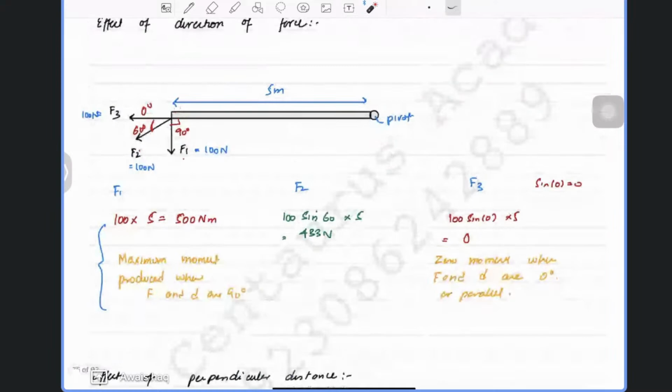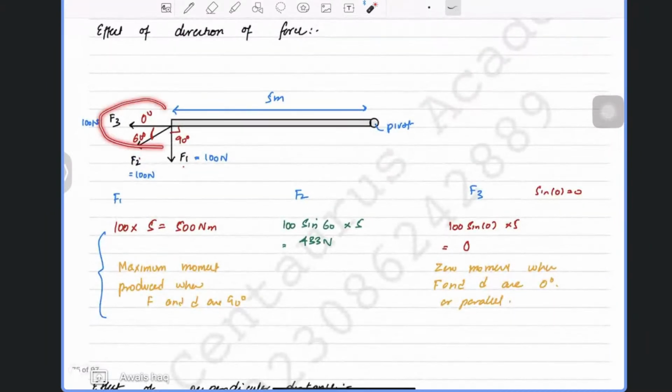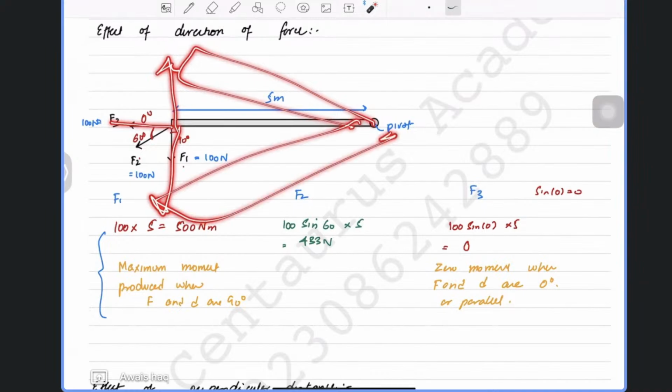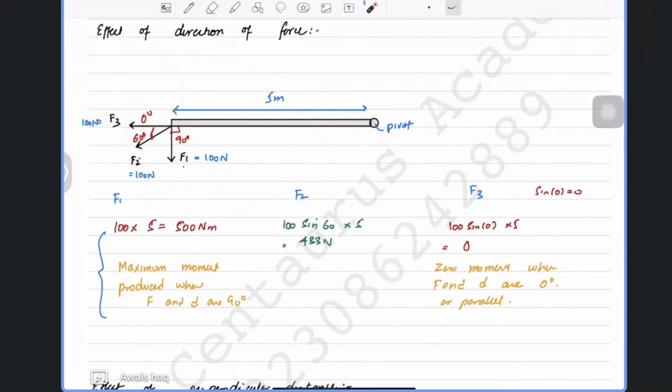Alright. If you notice this part, if you just pull the door, you're not pushing it or pulling it downwards or upwards, it would never cause the door to move. You're just pulling it this way, so how would it move? So it would create no moment. That is the reason why 0 degrees has no effect on the moment. Do you understand?